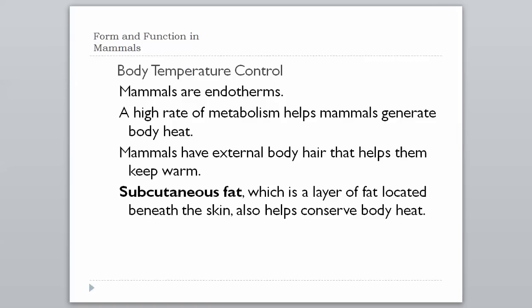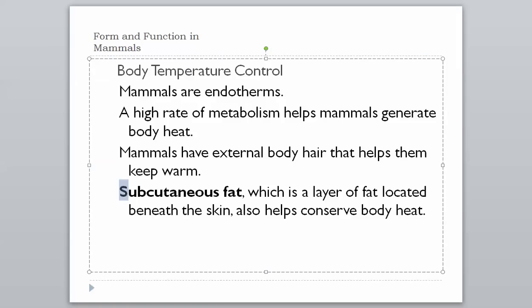And then also they have a layer of what's called subcutaneous fat. So I want you to be able to pronounce this word. It's actually subcutaneous. And sub means below, and so it's a layer of fat that's located beneath the skin. And also this has helped to conserve our body heat as well. So all mammals, their high metabolism helps us generate heat, hair helps us keep warm, and this layer of fat helps us conserve body heat as well.